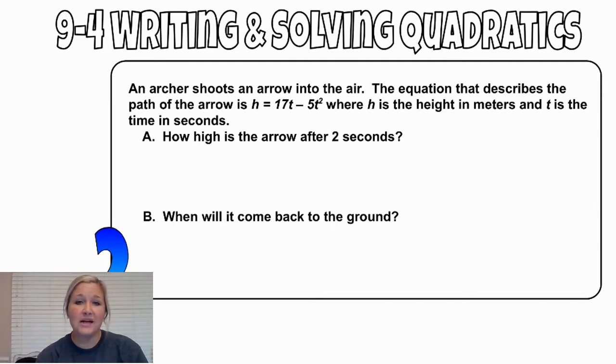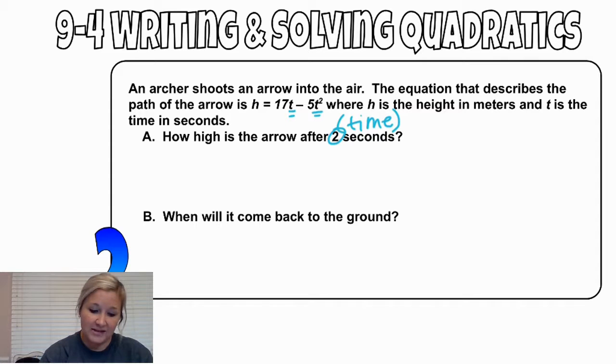All right, so second example here, we have an archer shoots an arrow into the air, and the equation is shown here. H is still the height of the arrow, but this time in meters, and T is still the time in seconds. So it wants to know how high is the arrow after 2 seconds. So since seconds represents time, I am going to plug in 2 for T. So 2 is going to replace T here and here.